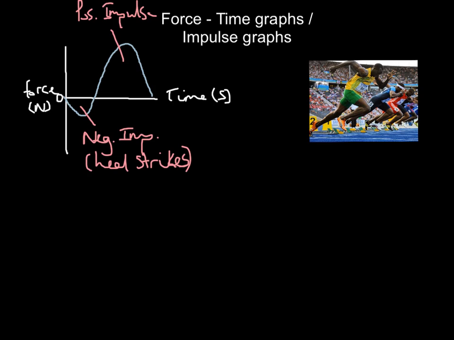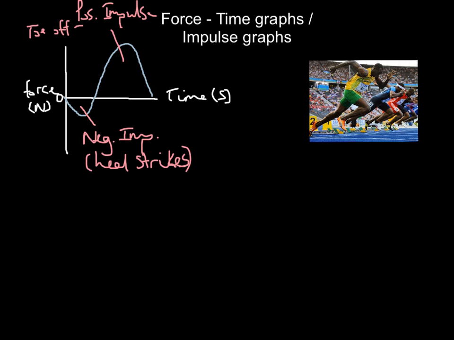So every time his heel hits the ground, he's going to produce a very small negative impulse during a sprint start. But what is he then going to do? He's going to push off with his toes. Then he's going to rock from his heel onto his toes, and the toes are going to drive him forwards. And that's going to create a positive impulse. And we can sometimes call that toe off. So we've got heel strike and toe off.